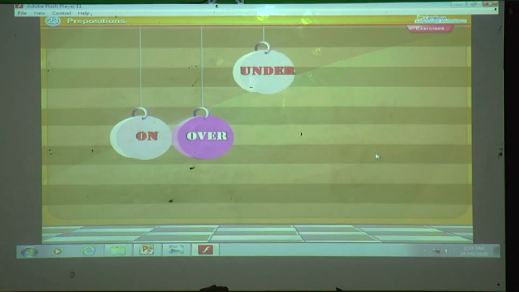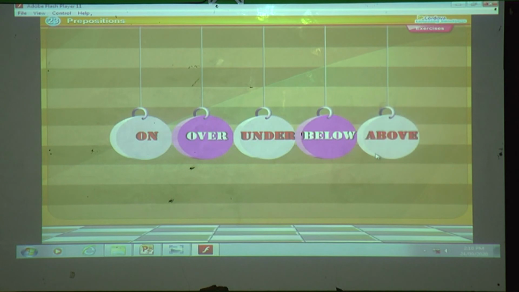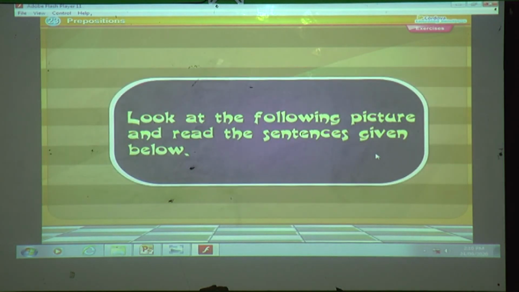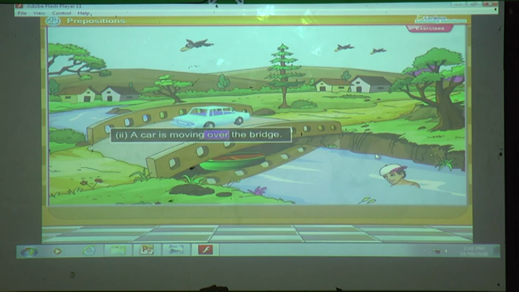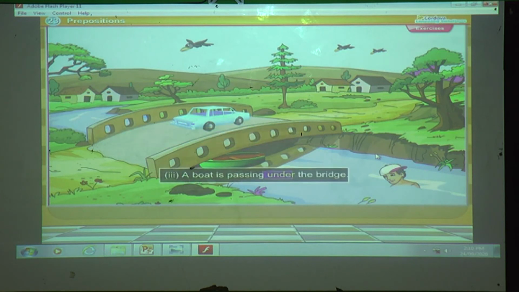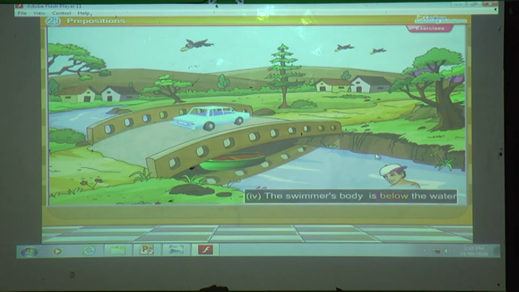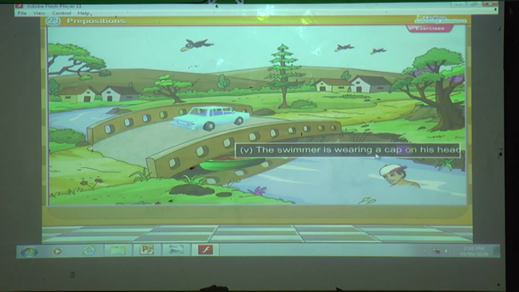On, over, under, below, above. Look at the following picture and read the sentences given below. Birds are flying above the bridge. A car is moving over the bridge. A boat is passing under the bridge. The swimmer's body is below the water. The swimmer is wearing a cap on his head.